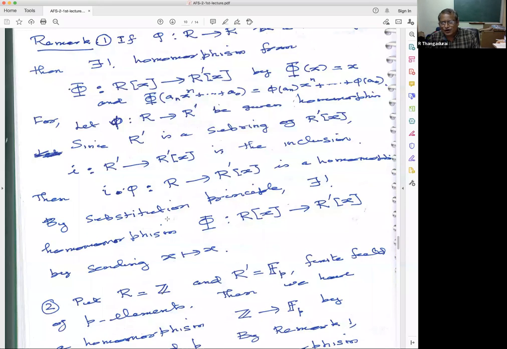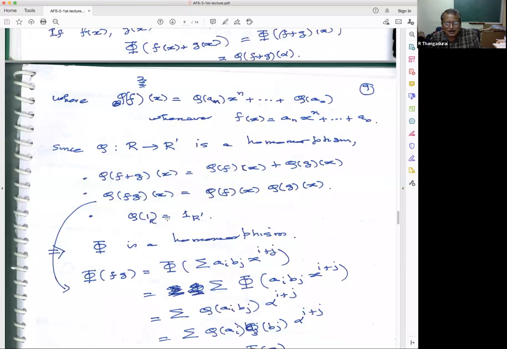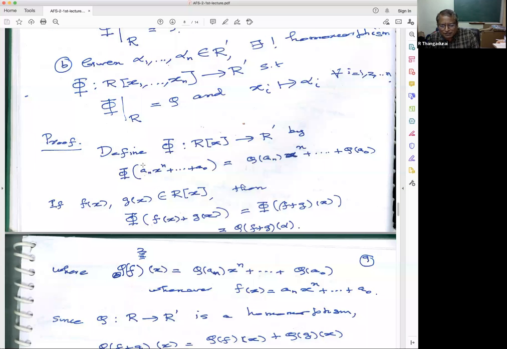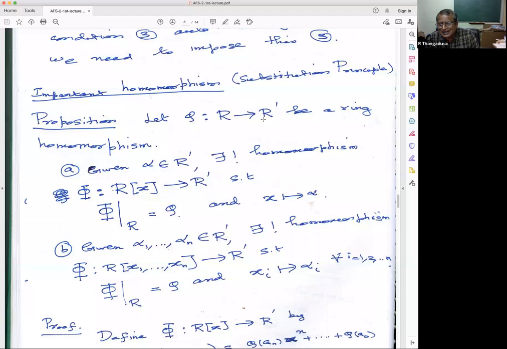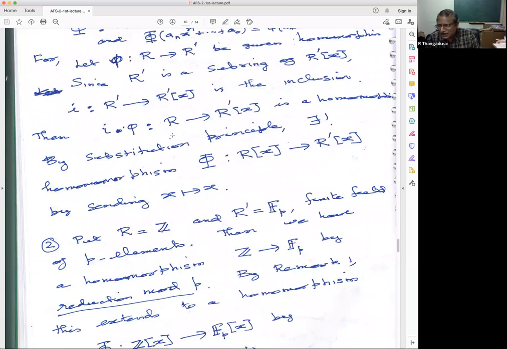Now we want to use the substitution principle. In the substitution principle, what we fixed, we just recall. So we fixed some alpha in R prime. R prime is any ring. So what is given here? Two rings are given. One is capital R. Another is the polynomial ring on R prime. These two are rings given, and I have a homomorphism. In the polynomial ring R prime X, I have an element called X. I fix that X.